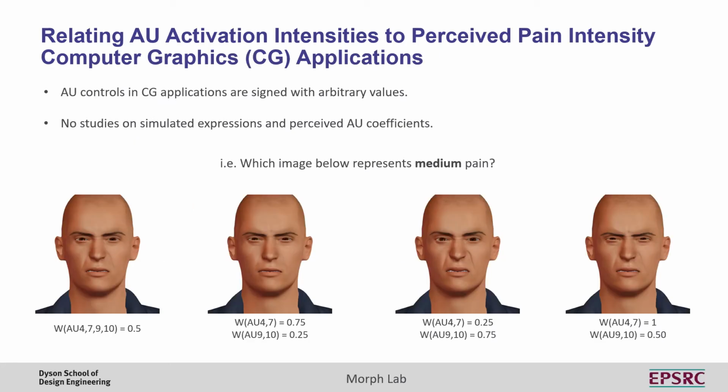FACS-based computer graphics applications such as OpenFACS and FACSHuman allow users to directly change the activation intensity of individual action units, commonly through a slider or an arbitrary value. However, no studies have been done to evaluate what action unit values should be used to accurately simulate these expressions. For example, the 4 images shown here can probably all simulate the medium pain expression, but which one should people actually use?